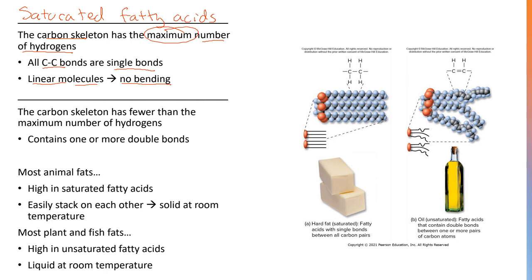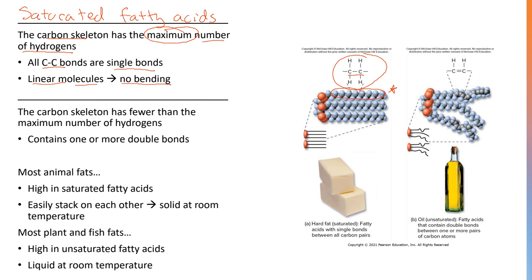This is an example of saturated fatty acids over here. They're linear, and there's a lot of carbon and hydrogen bonds. Carbon to carbon is single bonded. So think of them as stuck together. They stick together because they're pretty much straight lines.